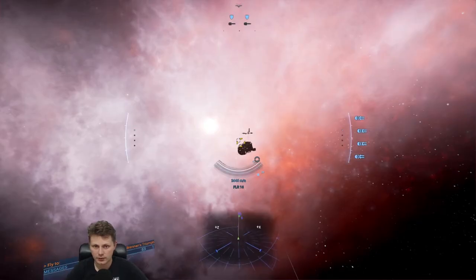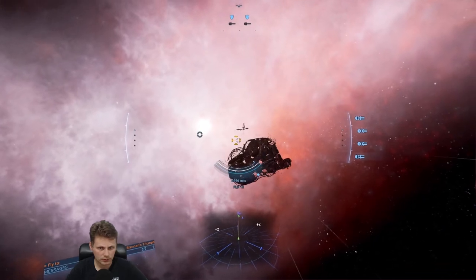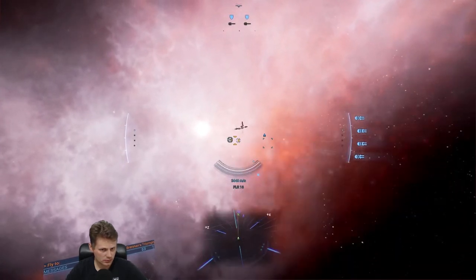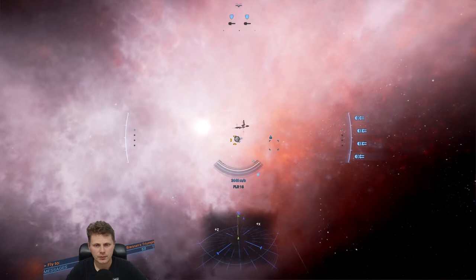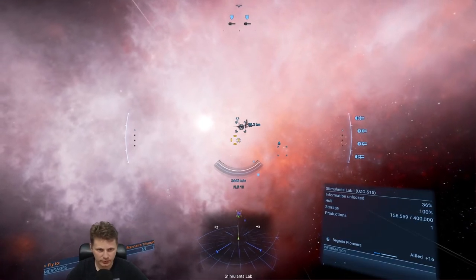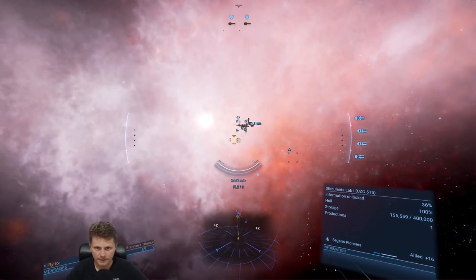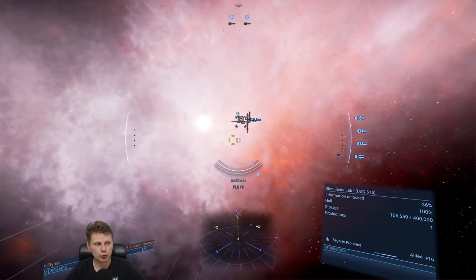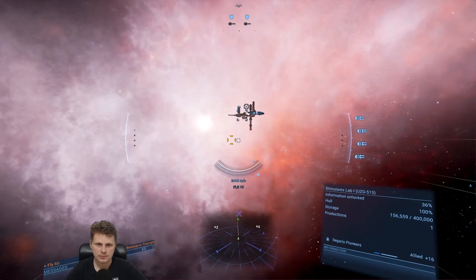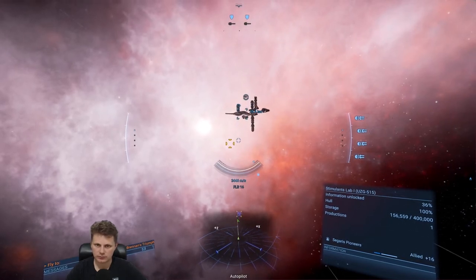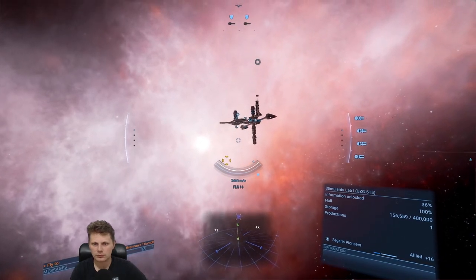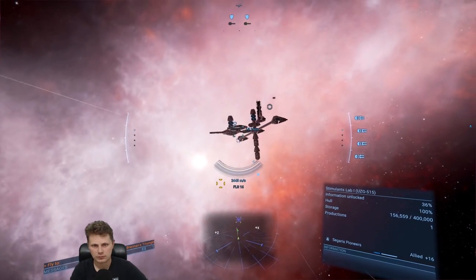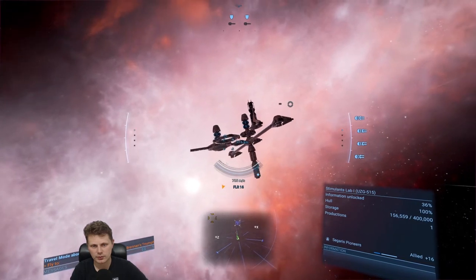Okay, so it looks like that didn't look too good for them. I think that is the station we've been looking for. Yeah, the stimulants lab. And we want to be looking into the planet as well. Autopilot disengaged. I think that is the module we're looking for.